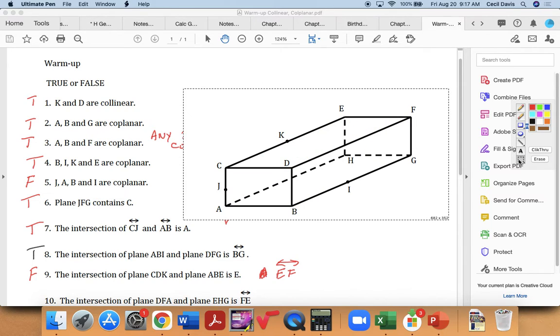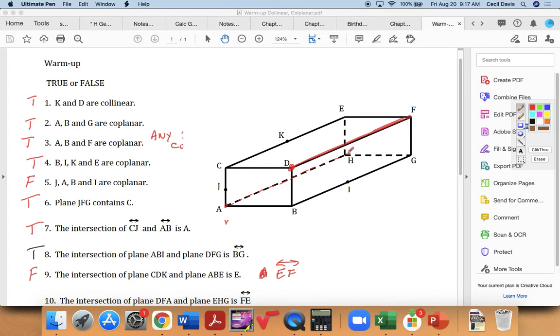All right, number 10, the intersection of plane DFA. So DFA. Here's D and F, and A is down here. Okay, so again, another diagonal plane, DF, and parallel to that is down here through A. So that is this kind of difficult to see diagonal plane, I think at least.